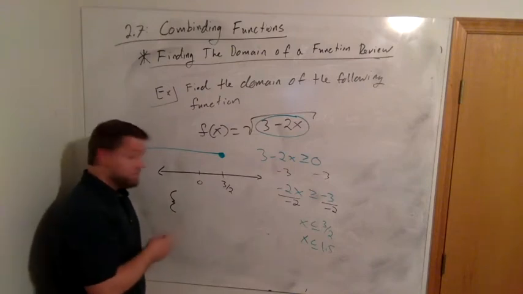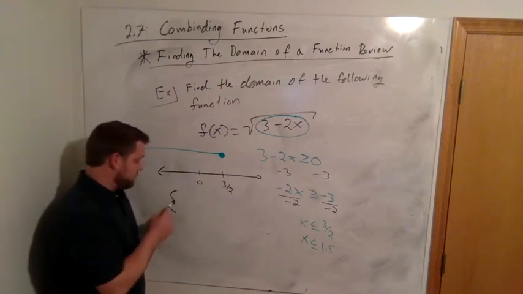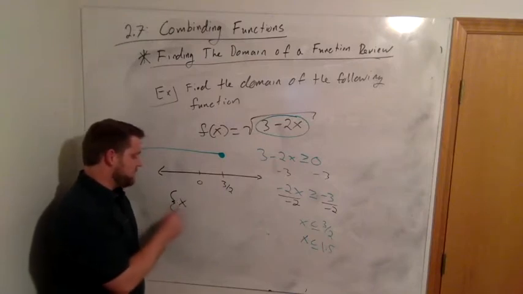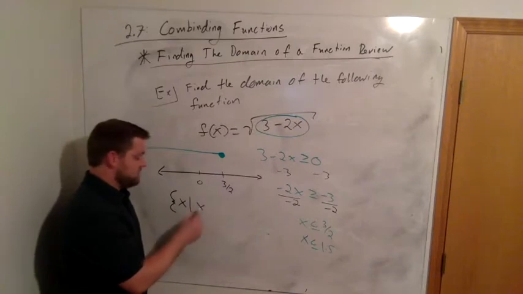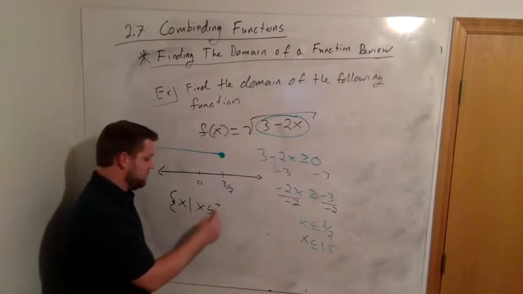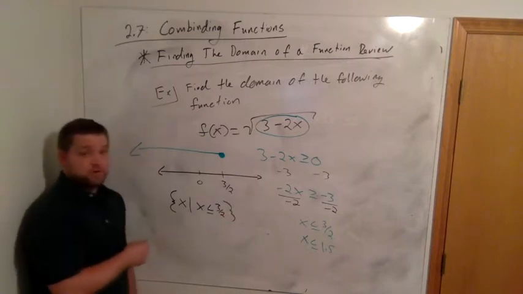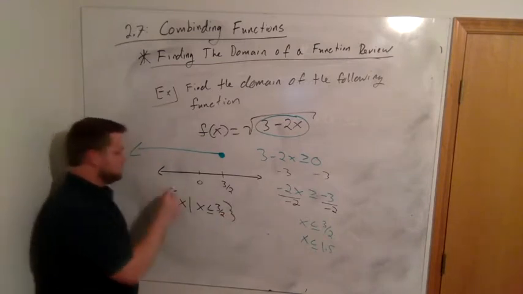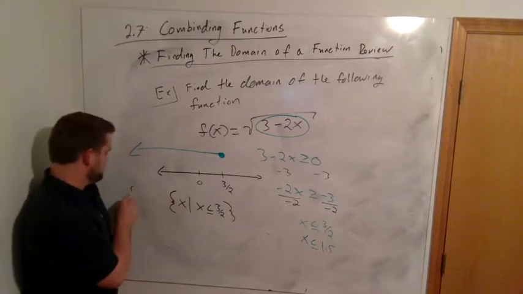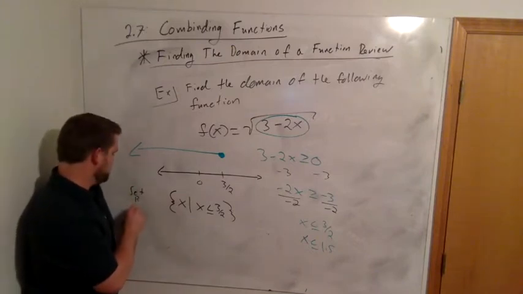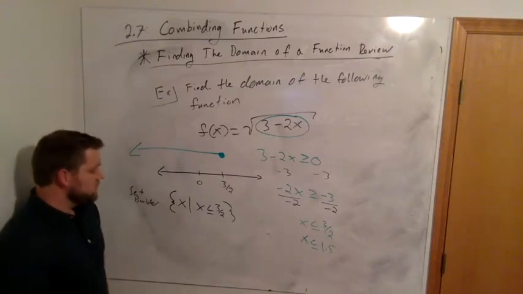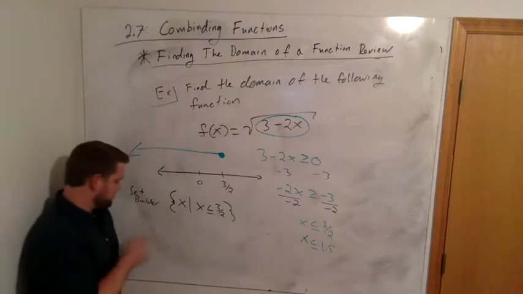So the way set builder notation works is we'll first start with a curly bracket. We'll say x, so I need all x such that, well, then I'm just going to write the condition, x has to be less than or equal to 3/2, and then I'll close the bracket. This is called set builder notation. There's also interval notation, or let's do inequality.